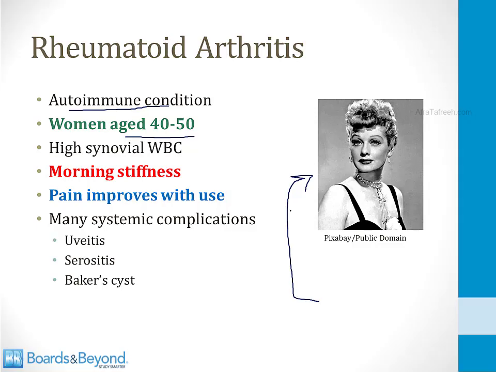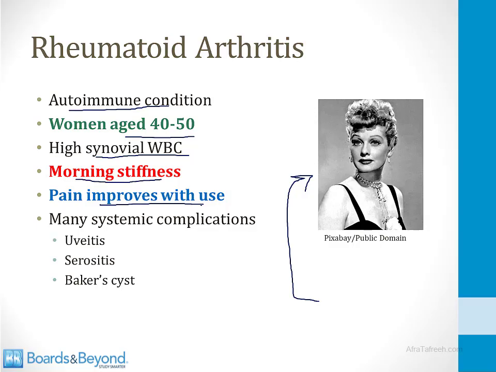In contrast to osteoarthritis, if you sample the synovial fluid from a joint in rheumatoid arthritis, you will find a high synovial white blood cell count. I showed you a table earlier showing that the usual white blood cell count is up to 50,000 in patients with rheumatoid arthritis. It's much lower in patients with osteoarthritis. Rheumatoid arthritis classically has morning stiffness and pain that improves with use. These are different from osteoarthritis.